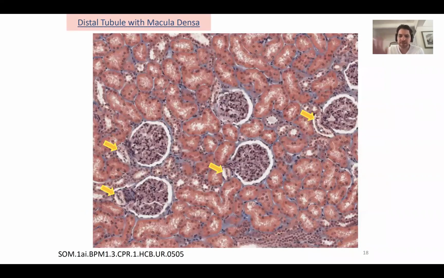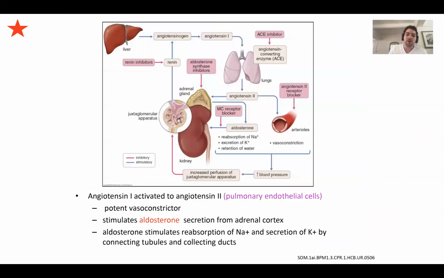So when we do physiology, we'll talk about that. I'm just trying to show you the pictures, right? So find your glomerulus, our tuft of capillaries, and that macula densa is going to sit right next to it.